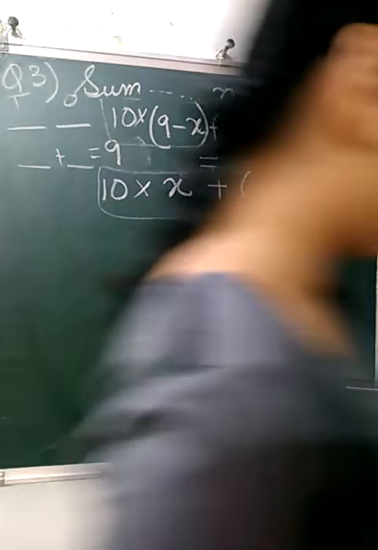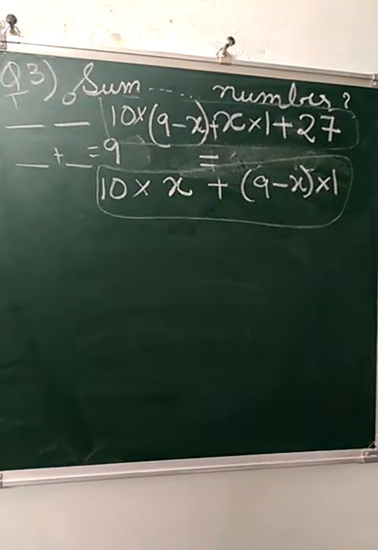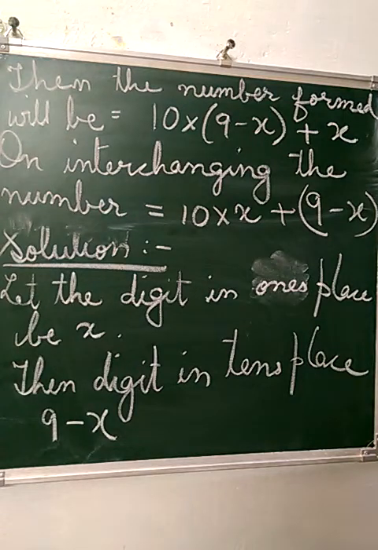So now we are going to write what is given. Here I have written it for you. Solution: let the digit in ones place be x, then the digit in tens place is 9 minus x, then the number formed will have 9 minus x in tens place and x in ones place. On interchanging, x comes in tens place and 9 minus x comes in ones place.